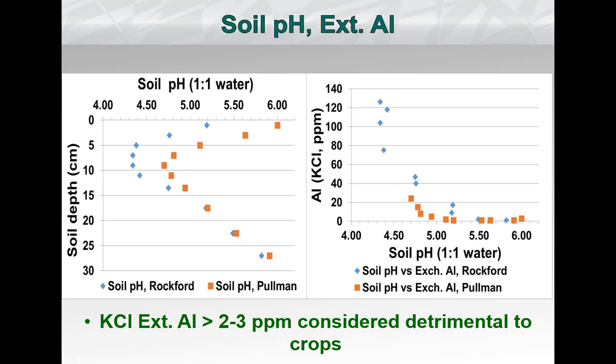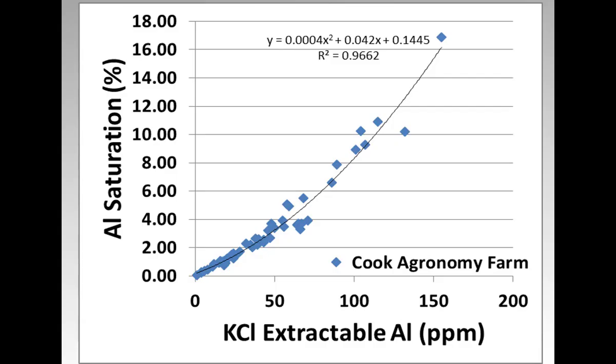But I suspect as we get above 2 to 3 parts per million of extractable aluminum, we're having some sort of negative impact. And you can see in terms of parts per million where that just goes up again very, very rapidly after we get below pH of 5.